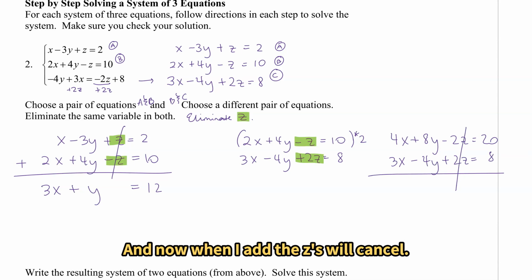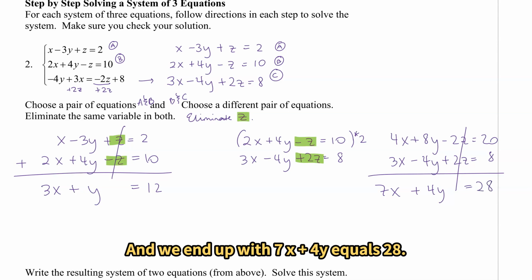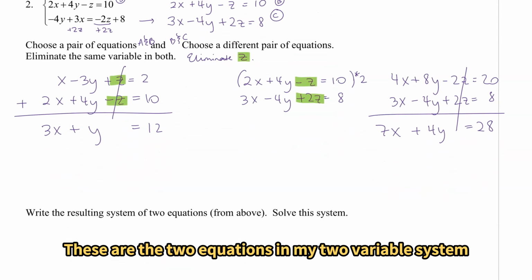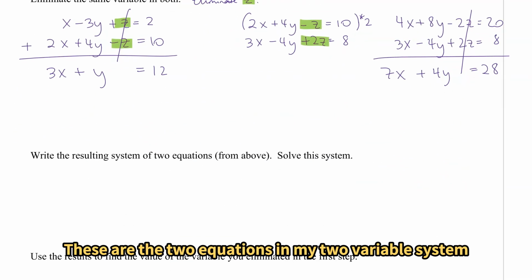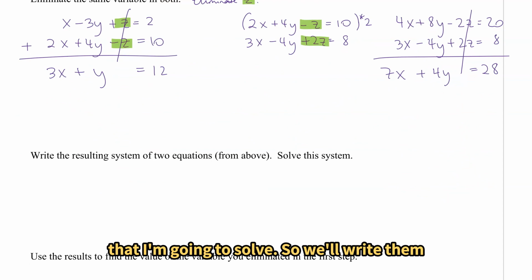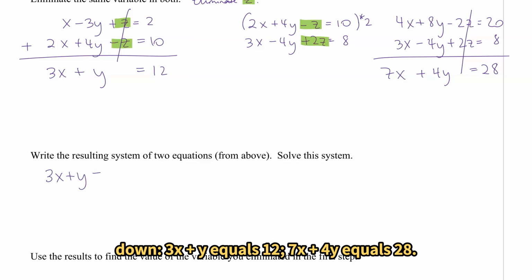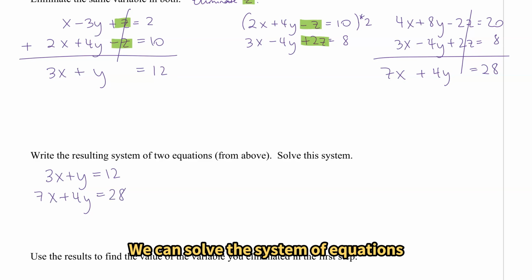And now when I add, the z's will cancel. And we end up with 7x plus 4y equals 28. These are the two equations in my two-variable system that I'm going to solve. So we'll write them down. 3x plus y equals 12. 7x plus 4y equals 28. We can solve this system of equations with either substitution or elimination.